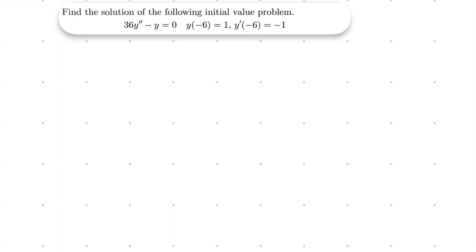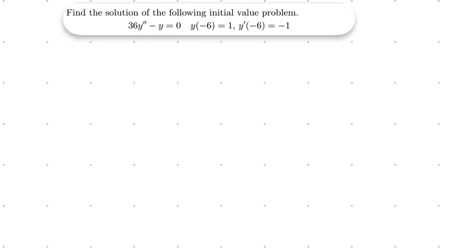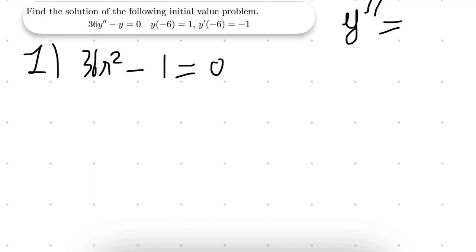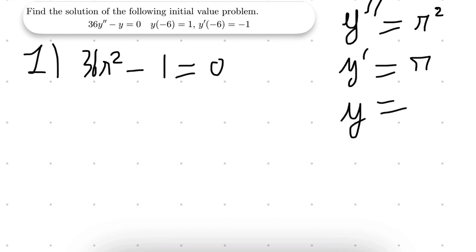And welcome. So I'm gonna try to help you solve this problem. The first step we're gonna do is just replace our y double prime by r squared, and then y by 1. Why? Because in a differential equation, y second prime is r squared, y prime is r, y is 1. That was our first step.